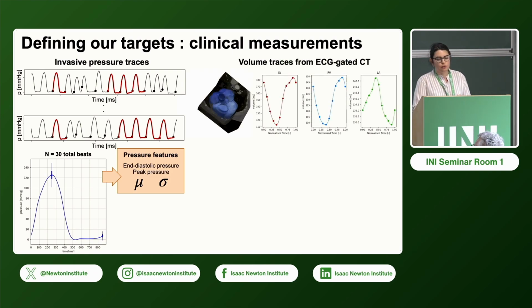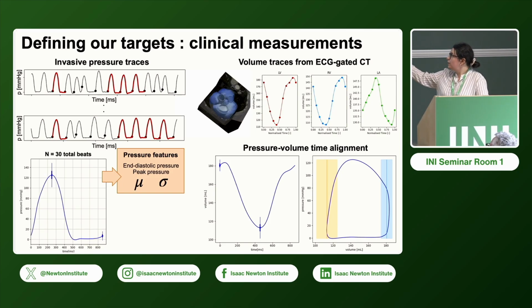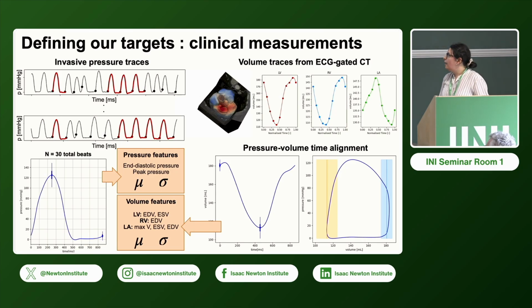For this patient, we also have an ECG-gated CT, which means that we can also extract motion, and then we can deform the mesh and extract volume transients. We can then synchronize the left ventricular volume transient with the pressure trace to get the pressure volume loop, and this helps us define uncertainty on the volumes as well, which otherwise we wouldn't really have. And this provides us with target values for volumes of the left ventricle, right ventricle, and the left atrium as well.